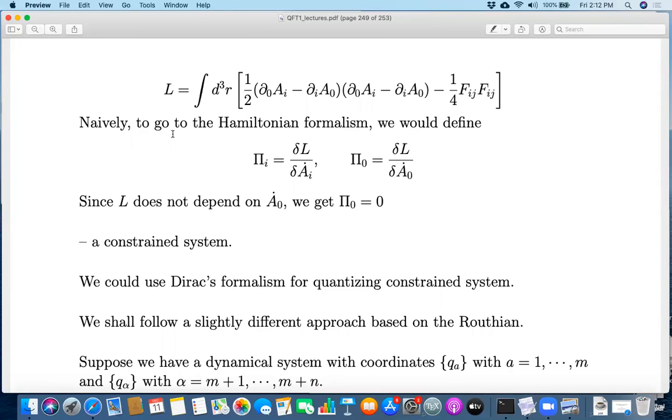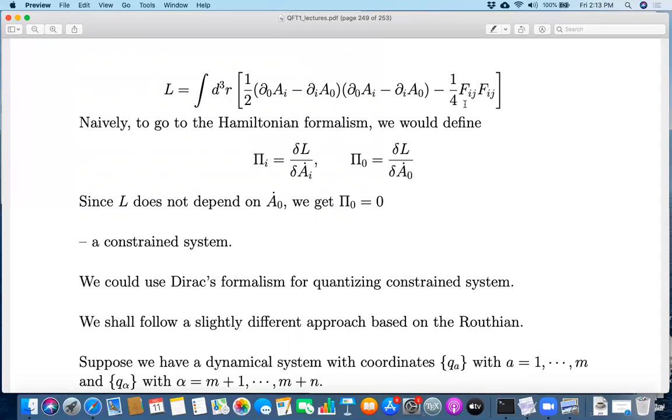But if you want to go to the Hamiltonian formulation, we have to define the momentum first, the conjugate momentum. So pi i will be delta L by delta Ai dot, pi 0 will be delta L by delta A0 dot. This has no problem, there is the Ai dot term here. But you see that there is no term here in the Lagrangian which has A0 dot, no term involving the time derivative of A0.